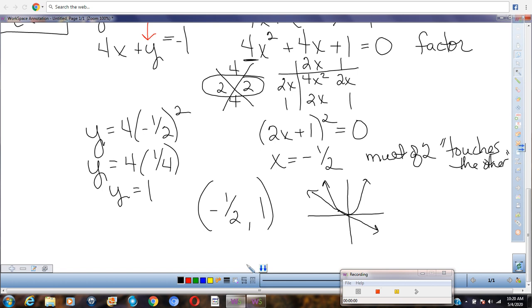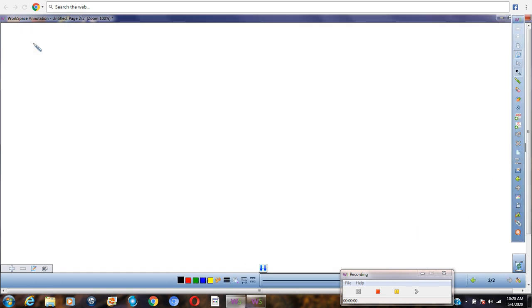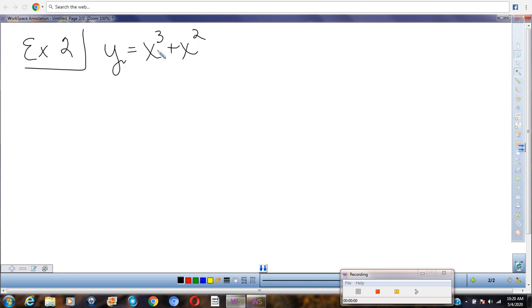All right, so let's try another one. Example number 2 today. Let's just make this a little bit tougher. Let's say I have y equals x to the third plus x squared. So now we have a cubic function. And we have y equals 4x squared. All right, and we have a parabola.